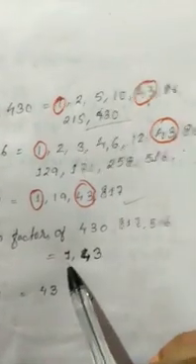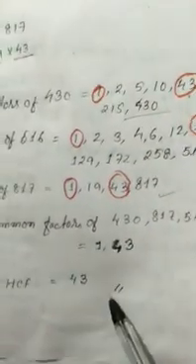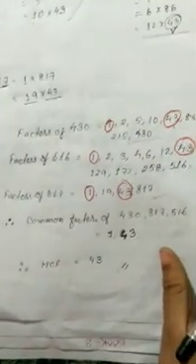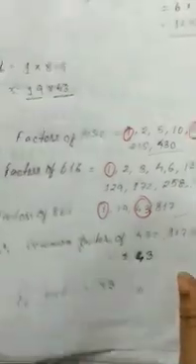So the common factors among these are 1 and 43. So the answer will be 43. Fine, I hope this is clear to you now, and the rest of the sums can be solved by yourself in the same way. Thank you.